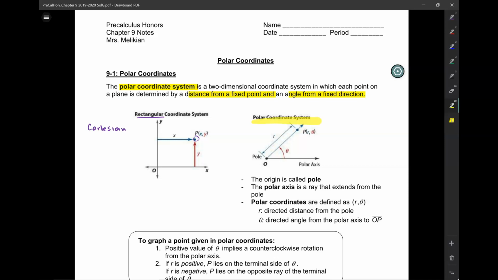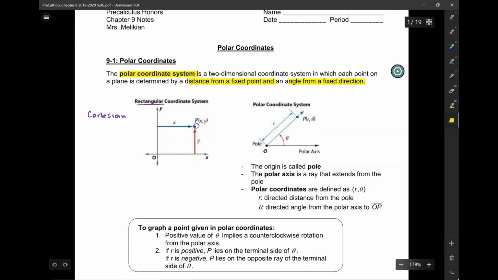The polar coordinate system is defined as follows. The origin, all right, just as we have an origin in the rectangular system. Here the origin is called a pole, and the origin is that point right there. That's the origin, or the pole. We don't call it the origin, we call it the pole.